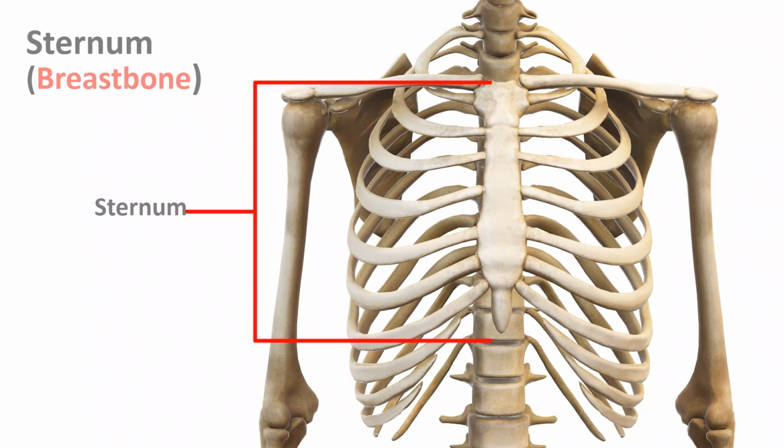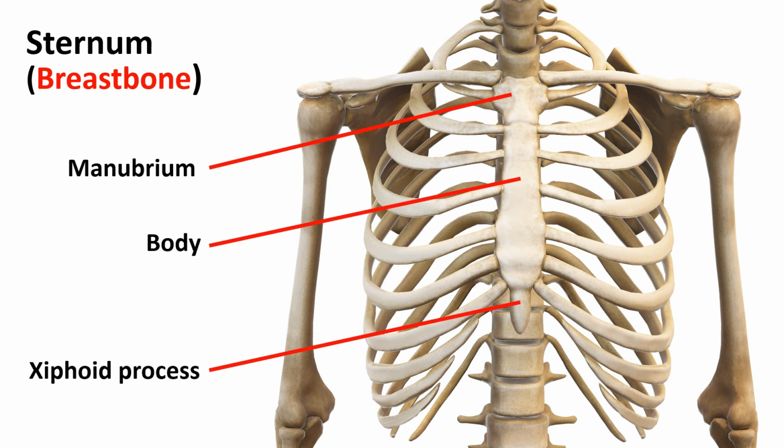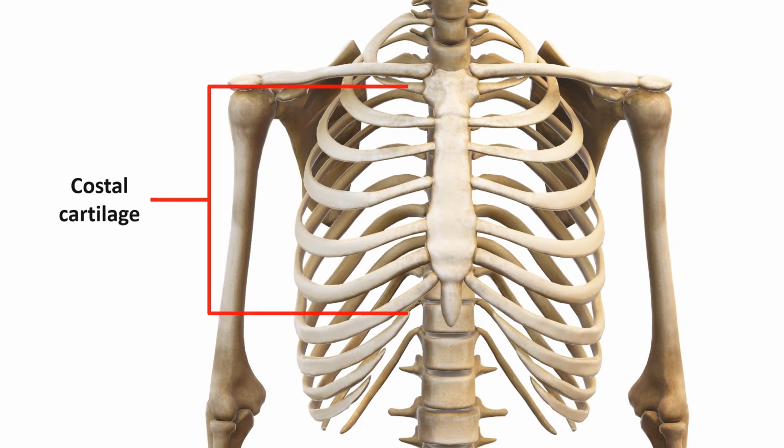At the center is the sternum, or breastbone, which consists of 3 parts: the manubrium, the body, and the xiphoid process. It serves as a central point of attachment for the ribs. The sternum is a flat, T-shaped bone located in the center and front of the chest. It forms the front of the rib cage and connects to the ribs via cartilage. The costal cartilage that runs alongside the sternum allows the chest wall to expand when breathing in.